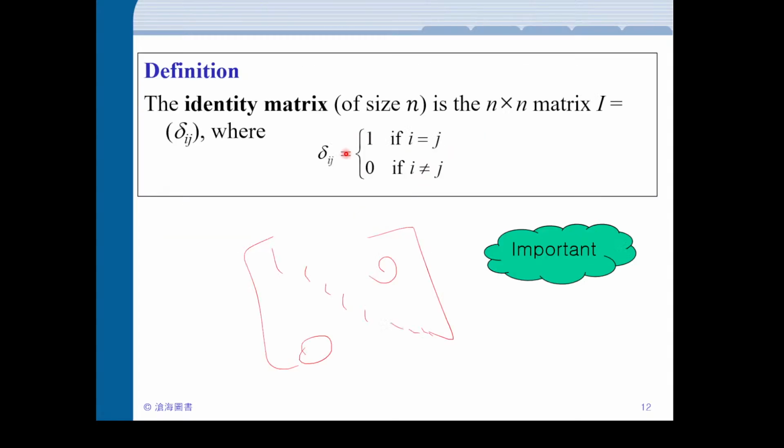So the identity matrix of size n is this n by n matrix I, and its elements are delta_ij, and delta_ij is this delta symbol, which we'll also use a lot later. I guess it is called a delta function. And delta_ij is this function where it equals 1 if i equals j, and 0 if i is not equal to j. And if you write this down as a matrix, it's just a matrix where the diagonal entries, where i equals j, are 1s and it's 0 everywhere else.